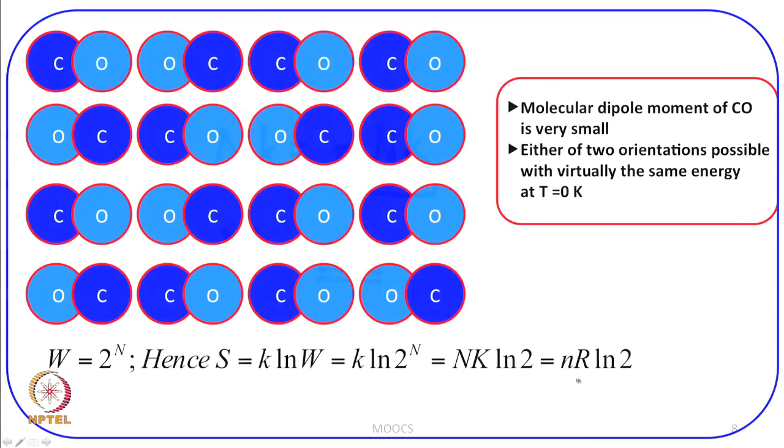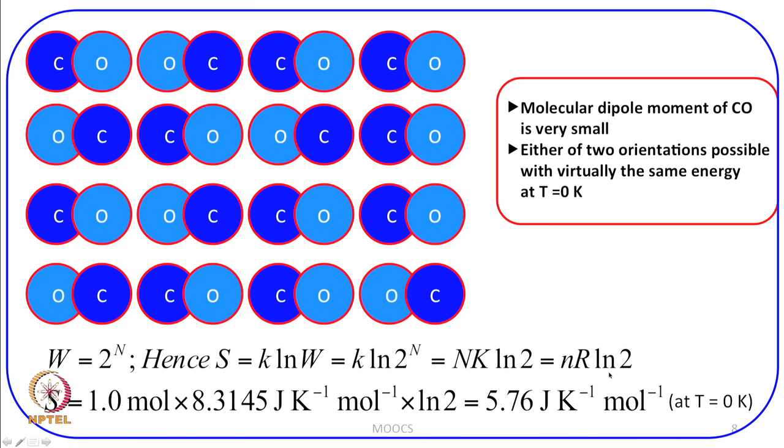Now let's go back to the slide. Instead of nk, I use nR. This is nR log 2, and once you substitute the numbers, the entropy comes out to be 5.76 joules per Kelvin per mole. So the point to be noted here is that in this case, the entropy at absolute 0 is not 0. There is some value of entropy, which is 5.76 joules per Kelvin per mole.